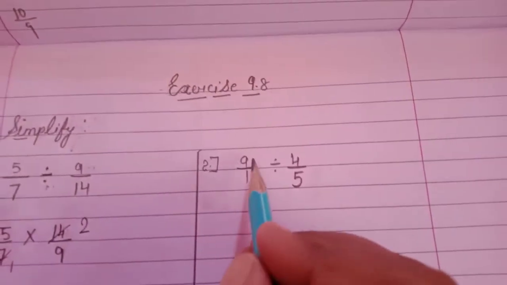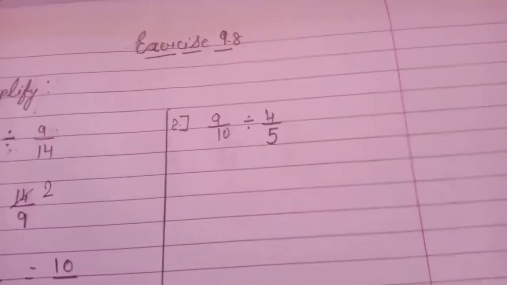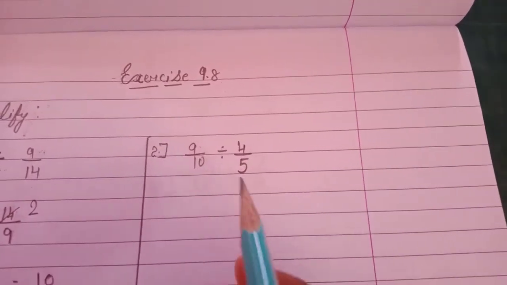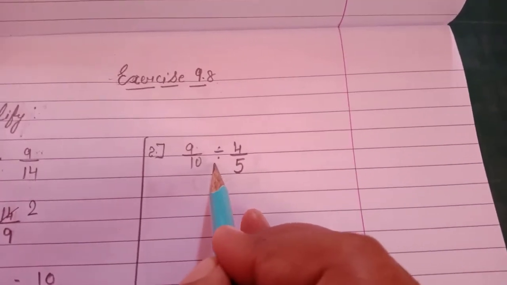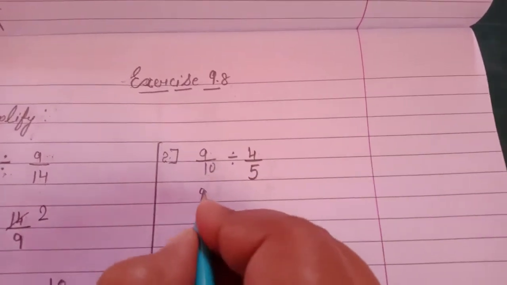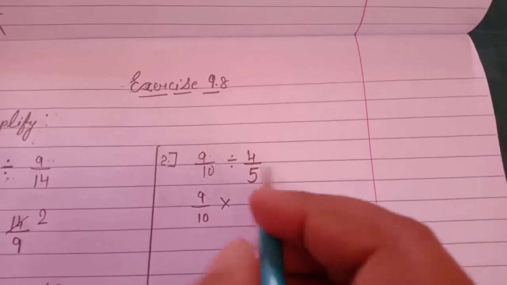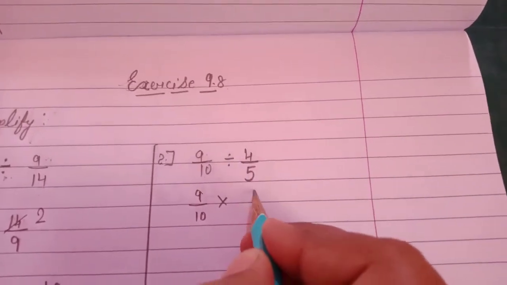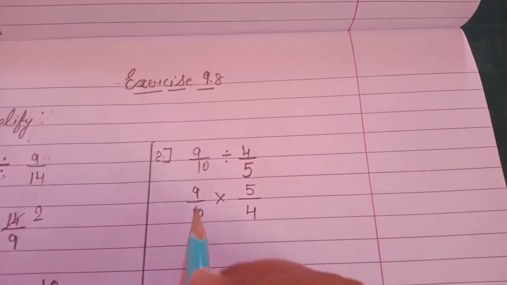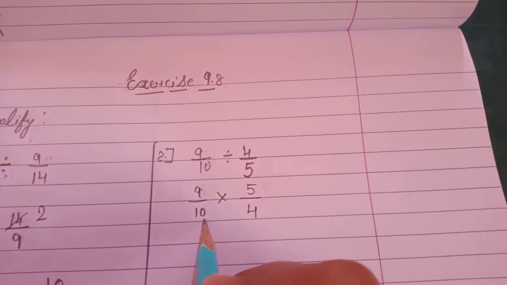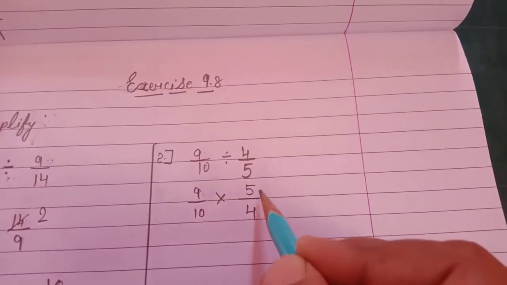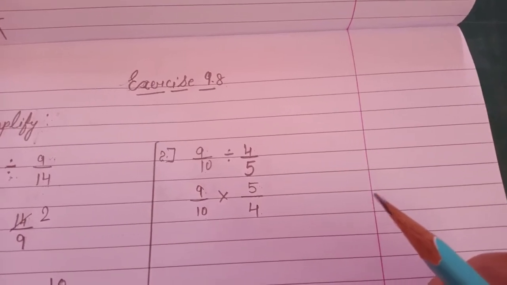Now number 2. 9 upon 10 divided by 4 upon 5. So first we will change the sign, divide into multiply, then the second fraction into its reciprocal. So 9 upon 10 multiply, the reciprocal of 4 upon 5 is 5 upon 4. So now we have to see which number is divisible. So 9 upon 10, will both come in the same table? No. Same way in this side fraction 5 upon 4, will they come in the same table?